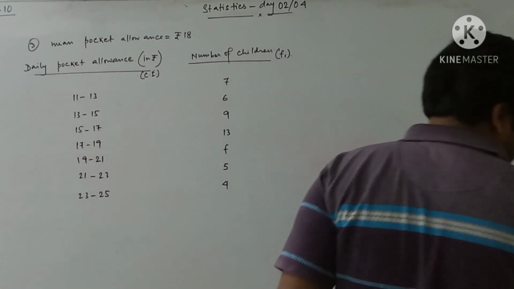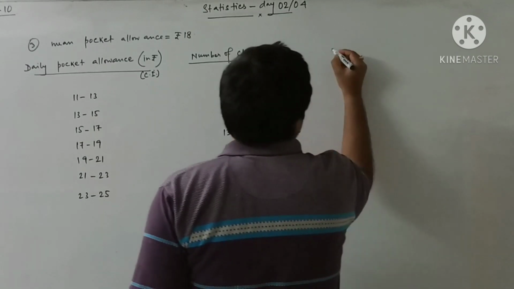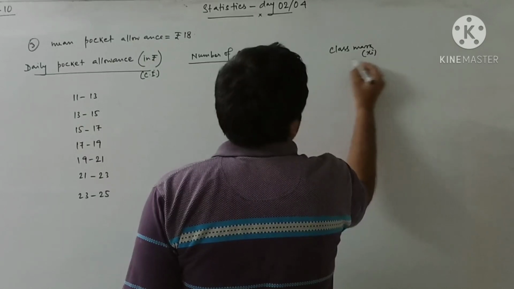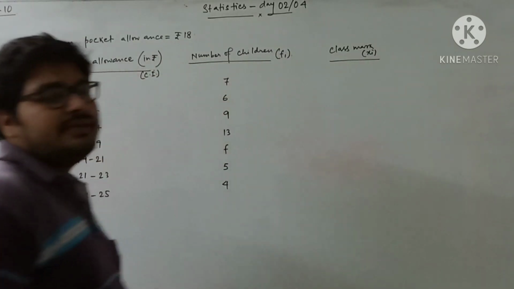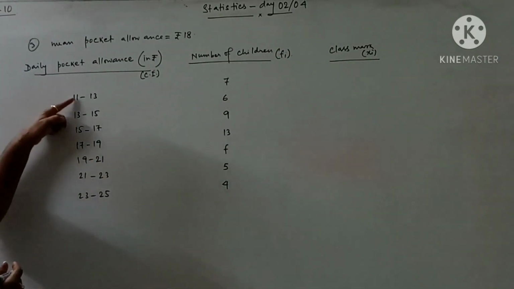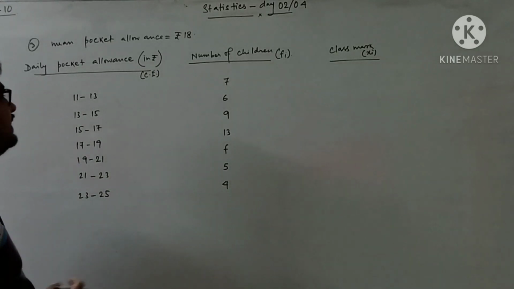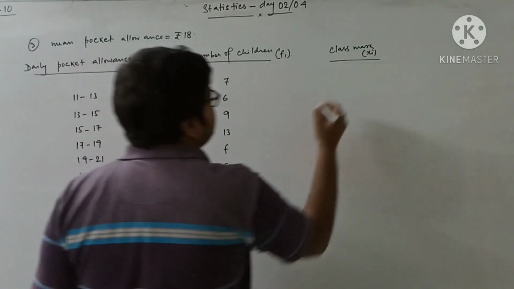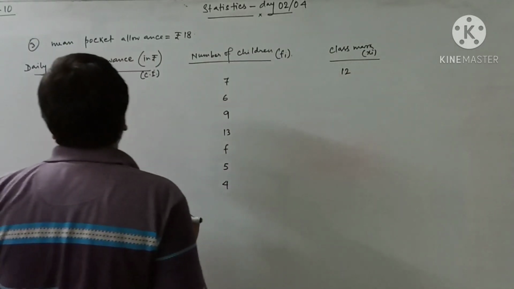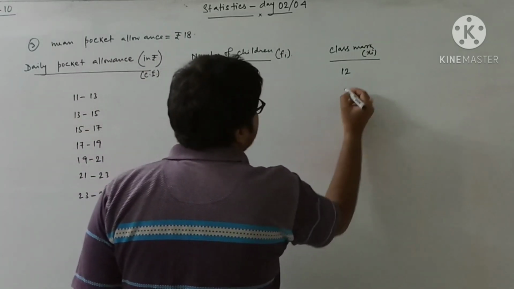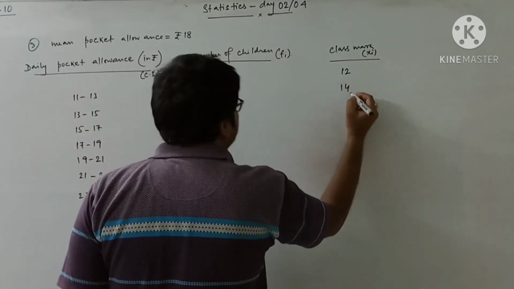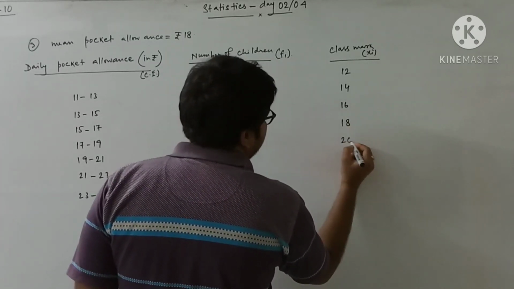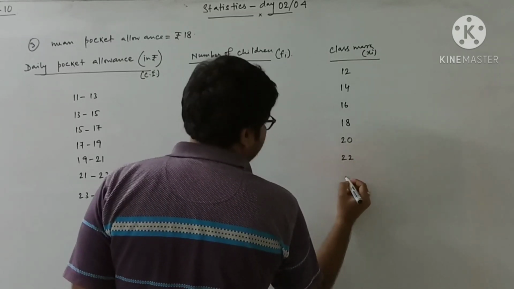Now, first of all, you find the class mark, which is called xi. And how do we find the class mark? That is actually the middle value of the class. I have already discussed it last day. So 11 plus 13 divided by 2, that is 24 by 2, 12. 13 plus 15, 28 by 2, 14, so increasing by 2: 16, 18, 20, 22, 24.